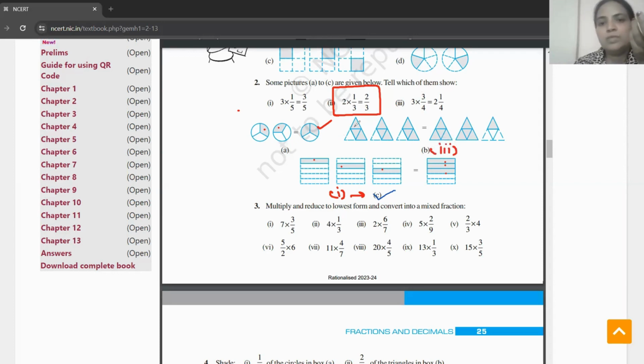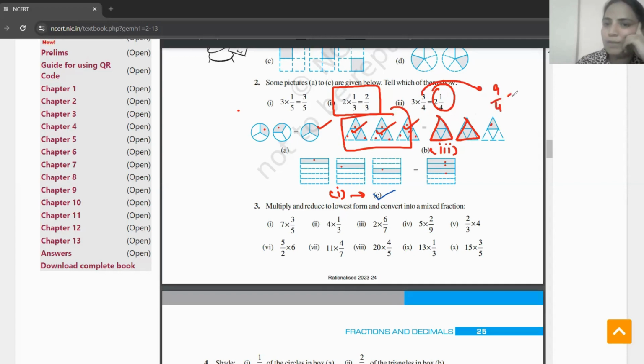So 3 by 4 means out of 4 equal portions, 3 are selected. And this model is repeating thrice, 1, 2, 3. So giving you the answer 2 and 1 by 4. Okay, 2 wholes you have and 1 out of the 4 you have. You can write that as 9 by 4 also. 9 by 4 means like this is the 4 portions 1, 2, 3, 4. This is again the 4 portions 1, 2, 3, 4. So this is 8 by 4.